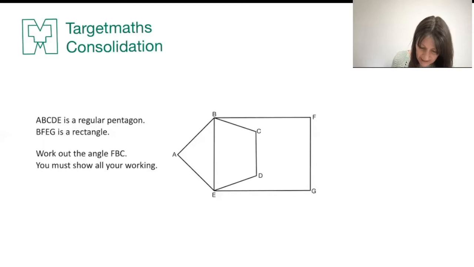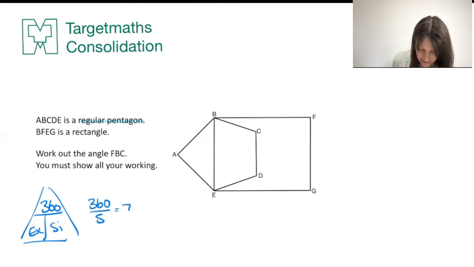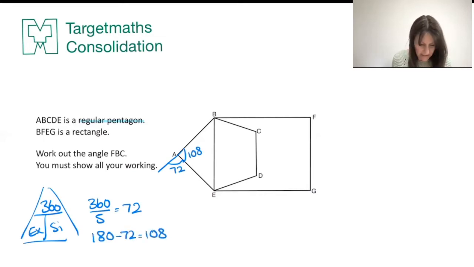Okay, so we've got a regular pentagon. So straight in with this again. I've got 360 divided by 5, which is 72. Okay, I'm going to just mark it on. That's the exterior, which means I've got my 108 on the inside, showing everything all the time, so they can't catch me out. Okay, now they want me to work out the angle FBC. So we've got F to B to C. So that's that angle there.